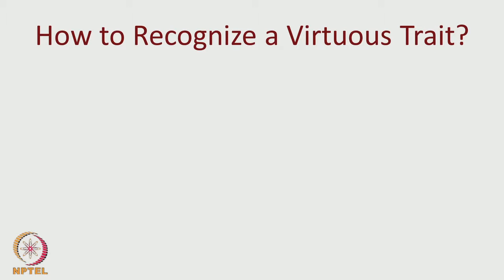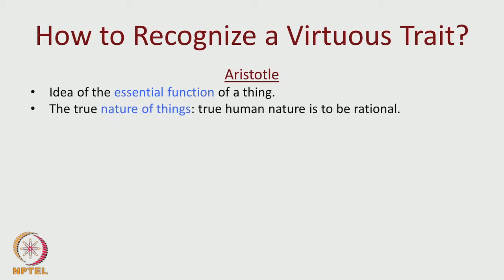So, now to the question, how to recognize a virtuous trait. There is a little more elaborate answer Aristotle gives us. His concept of virtue is rooted in the idea of the essential function of a thing. Anything will have an essential function. Say, for example, the knife or a table or a pen. A good pen is something which writes well. A good knife is something which cuts well.